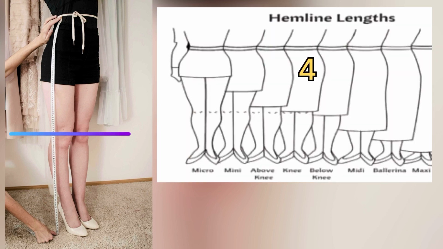But before we begin, I want to mention that there are two types of measurement you can use to achieve those patterns I just mentioned. There are those people that measure from their high waist to their knee. That category of people will fall under number 4. And there are also people who measure from their high waist to just underneath their knee. That category of people will fall under number 5.